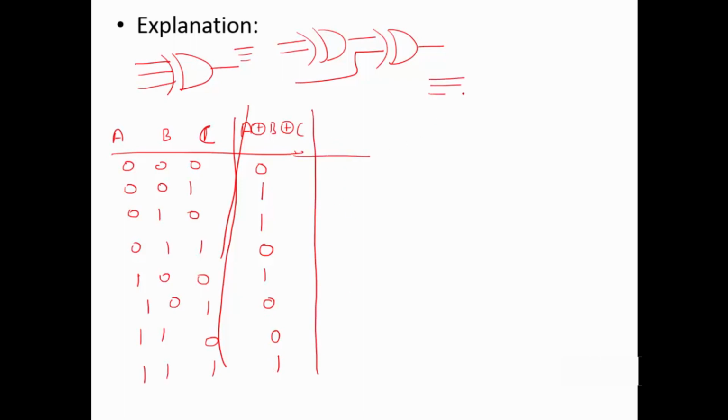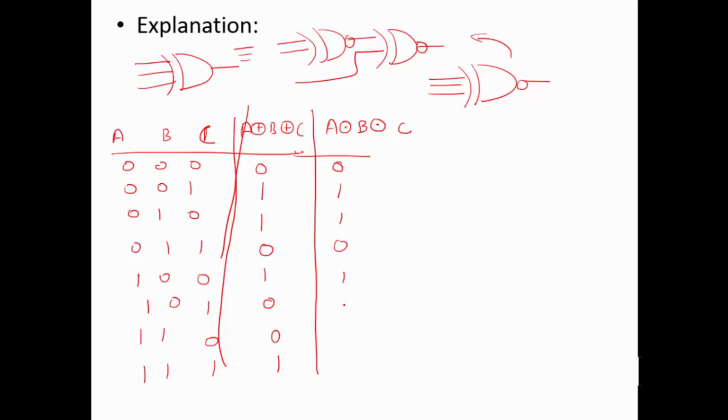Now solving the 3 input XNOR gate in a similar fashion. Suppose I am now making the XNOR gate. How will it proceed? A XNOR B XNOR C. 0 0 XNOR is 1. Then 1 XNOR 0 is again 0. The outputs are 0 0 1 1 1 1 0 1 0 0 0 1.